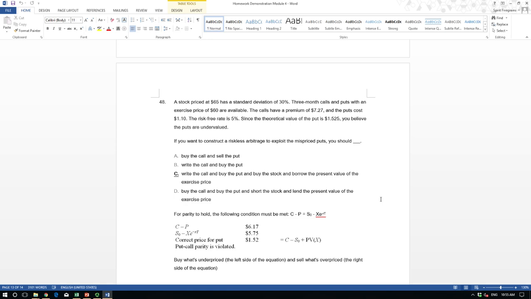So how to do arbitrage in this case? Well, you look at this put-call parity. On the left, that is C minus P, call option minus put option. It equals $6.17. Then you look at the right side: stock price minus the present value of the exercise price, $5.75. And the difference is $1.52. And this $1.52, or 1.52 million or 1.52 billion, is your risk-free profit.